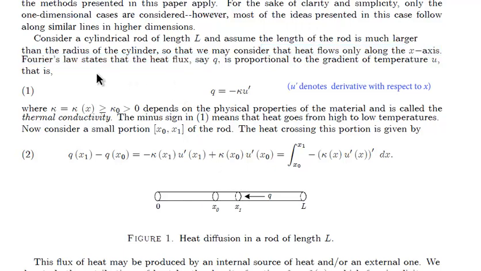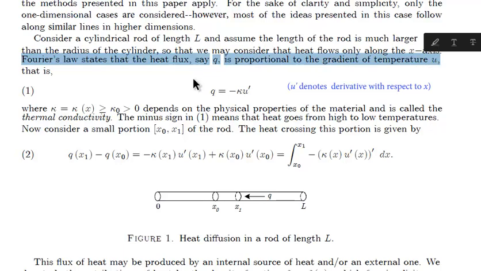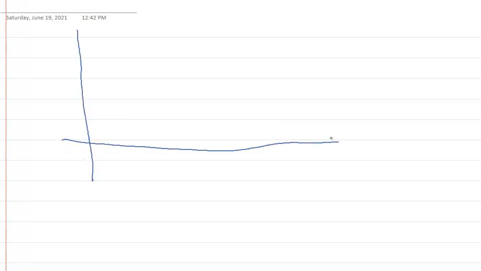Now, Fourier's law of heat flow states that the heat flux, which we'll call Q, is proportional to the gradient of temperature U. That is, Q equals minus K U prime. Now let me illustrate that. So I will go ahead and draw a graph. All right, so remember our rod goes in the x direction from 0 to L.